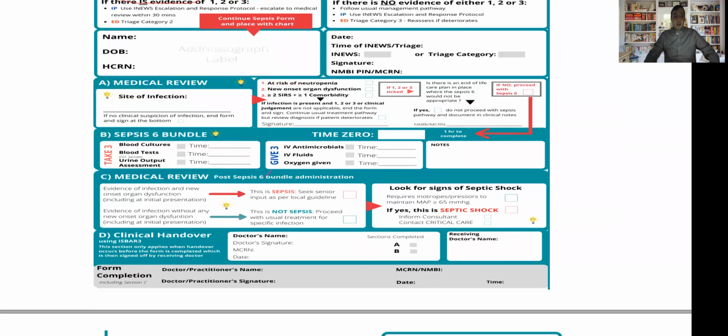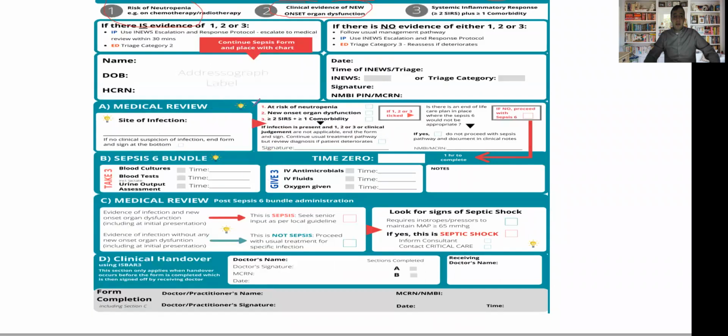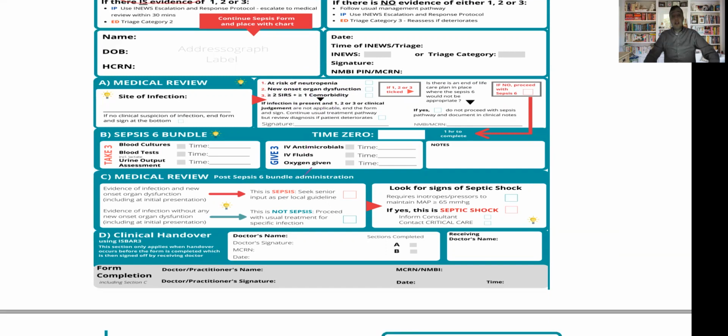So here, if the patient is at risk of neutropenia, the first point, and the second point, the new onset of organ dysfunction, and if the patient is scoring more than or equal to 2 points from the SIRS plus 1 comorbidity, this patient will be treated as sepsis. And we have to think immediately what is the source of sepsis, and we have to start treatment, which is the Sepsis 6 bundle.